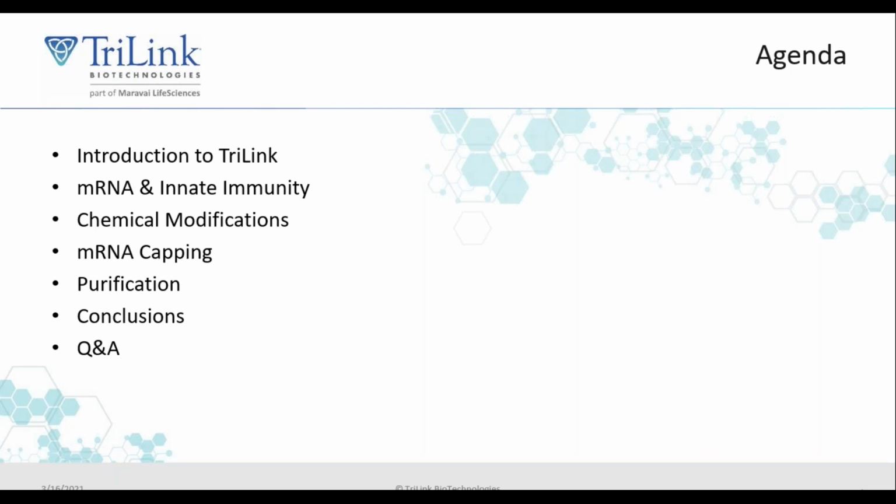So for today's agenda, we'll be discussing how a cell's innate immunity can affect your in vitro transcribed mRNA. We'll be going over strategies to avoid this immune response to help increase expression. Some strategies include the use of chemical modifications, mRNA capping strategies, and different purification strategies.